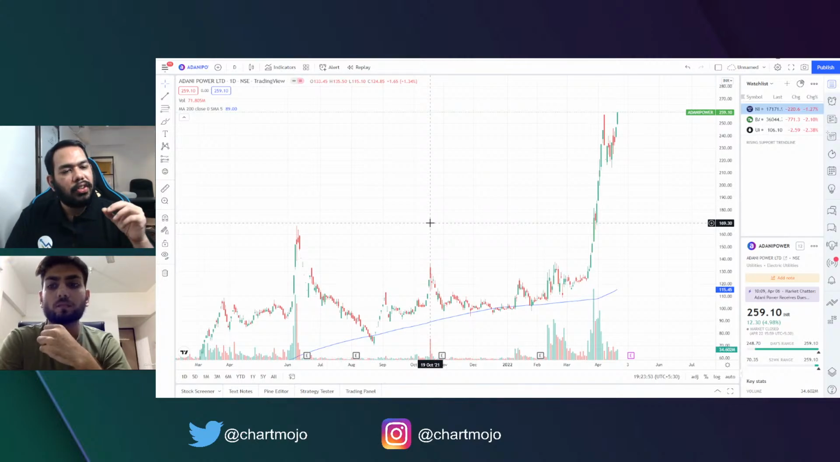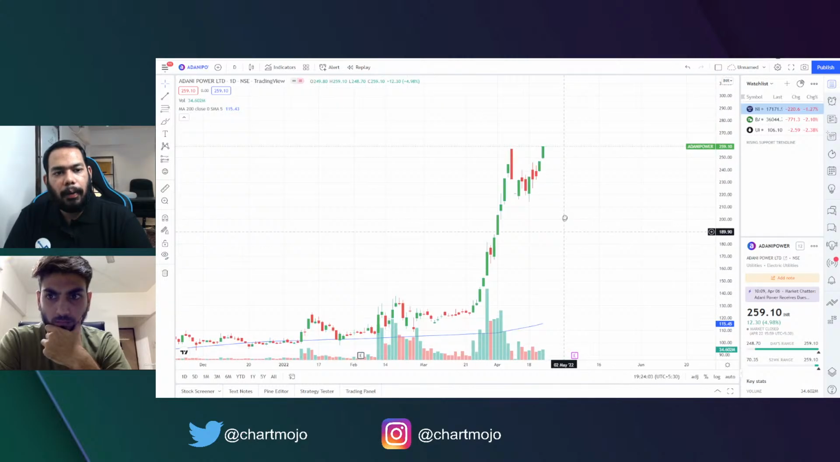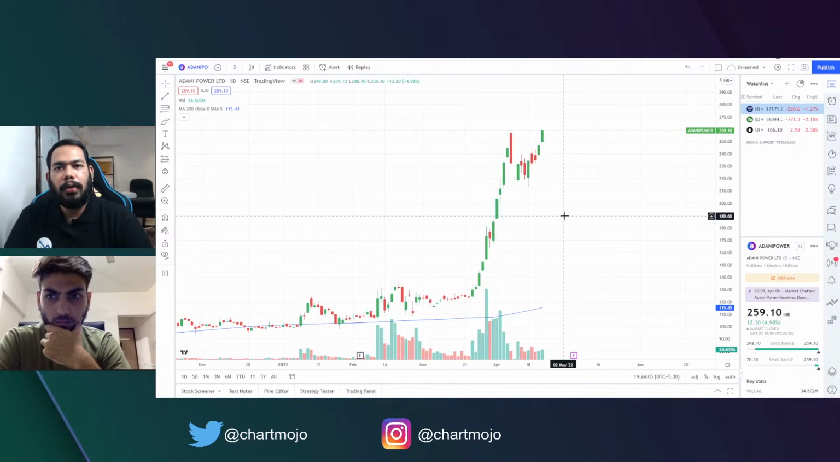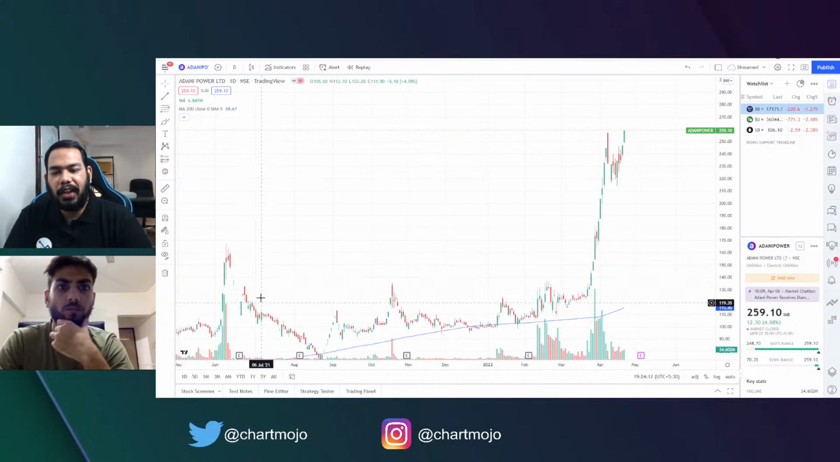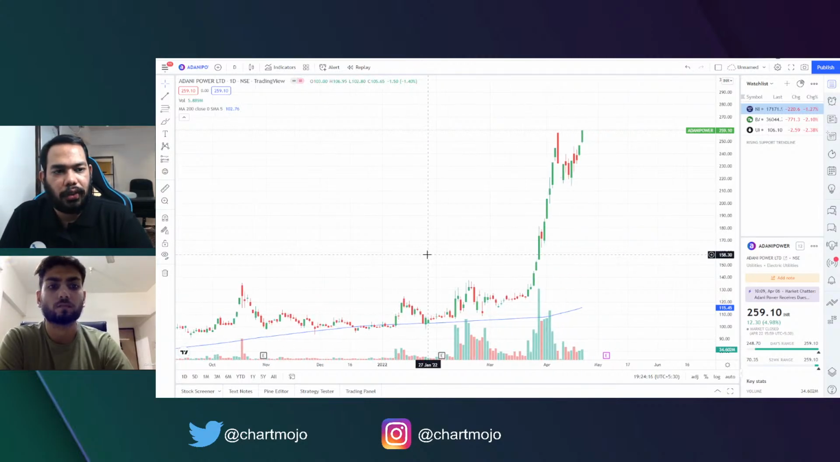So someone who is carrying this position can carry. If someone wants to make a fresh position, one should go with light quantity in such a counter. As it is not in FNO, one might get stuck in the lower circuit chain if this stock shows previous behavior. We have seen previous behavior in this particular counter. Simply, anyone who is holding the position can continue to hold.